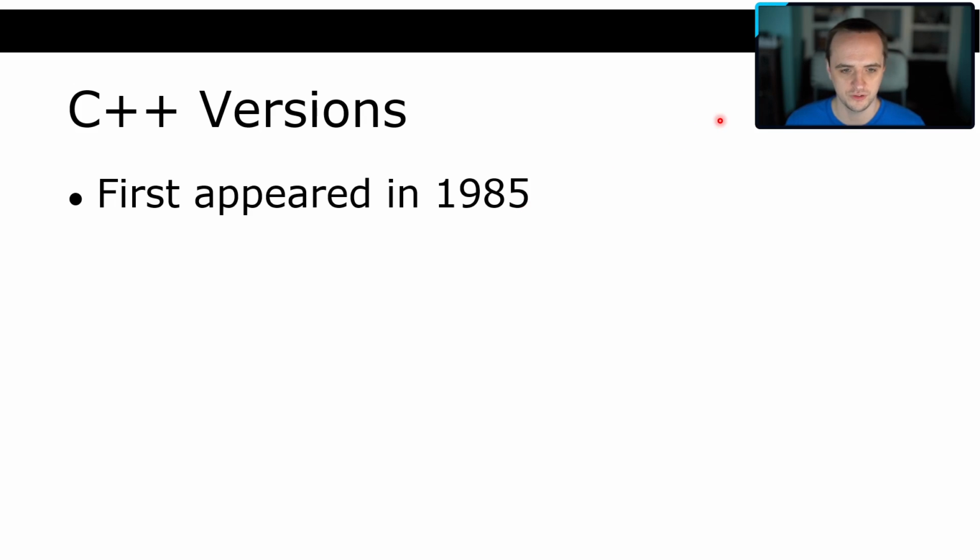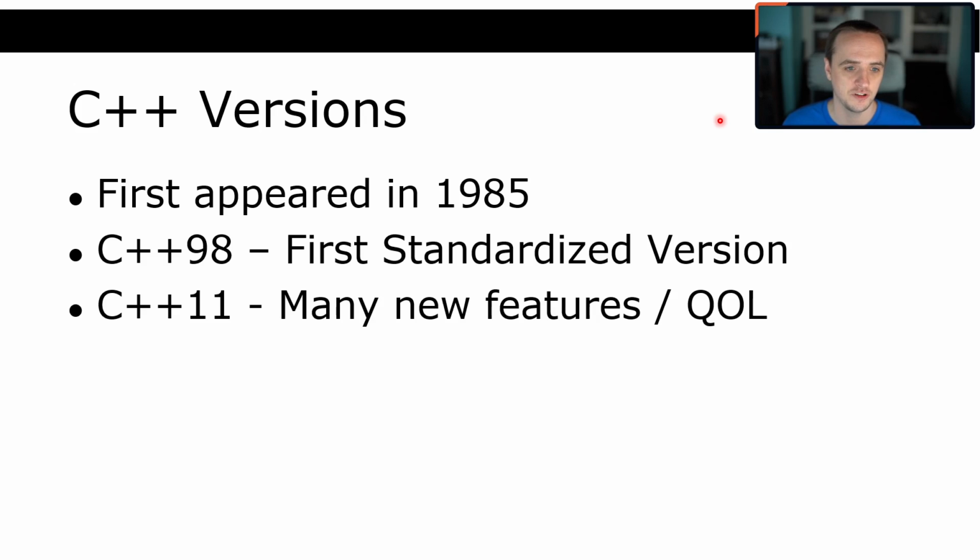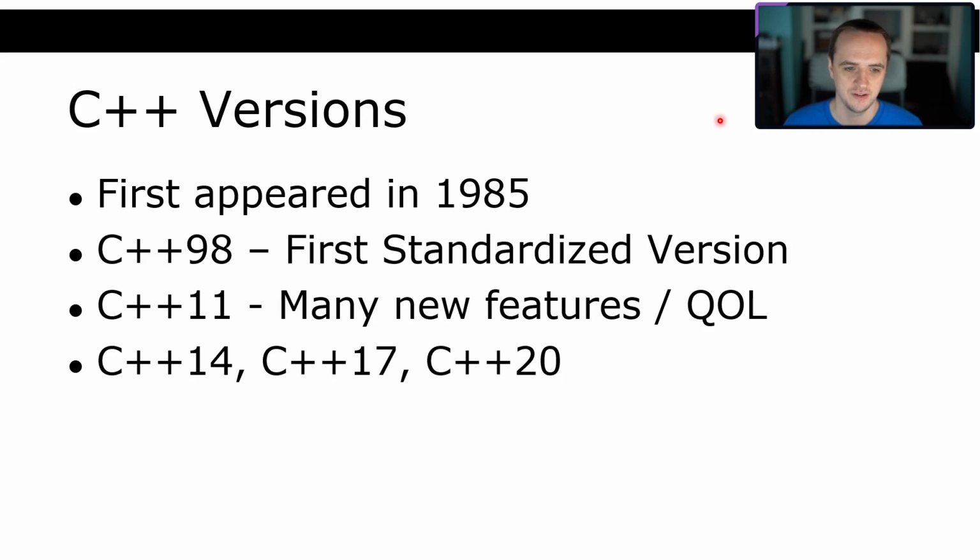So C++ first appeared in the early 80s. The first standardized version that I began with was C++ 98, and C++ 98 was the standard until C++ 11 came out. So it was 13 years of writing things that, before C++ 11, was kind of bad. There was a lot of stuff in C++ that was really, really annoying. But C++ 11 had a ton of quality of life features that were added to it and made it much easier to write safer code.